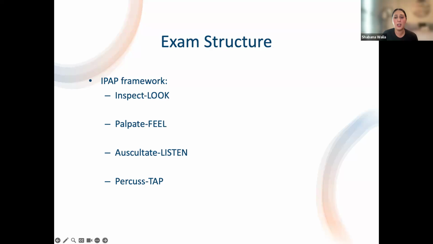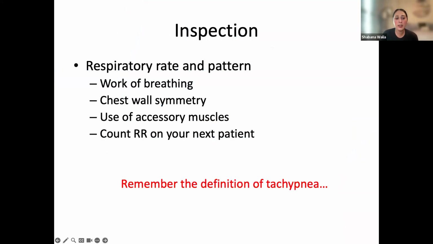So inspection is, again, that observation period. So you're looking at the chest wall. What is this patient's breathing? Palpation, what does the chest wall feel like when the patient's breathing? How much are they expanding? Auscultation, what do I hear when I listen with my stethoscope? And then percuss, what do I hear when I am not listening with my stethoscope and I percuss the chest wall?